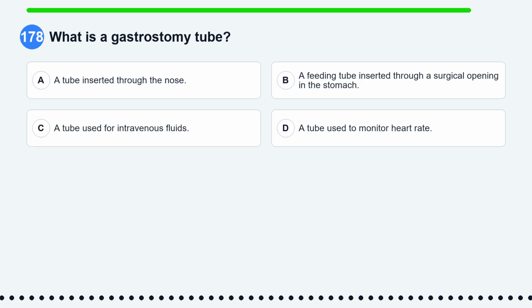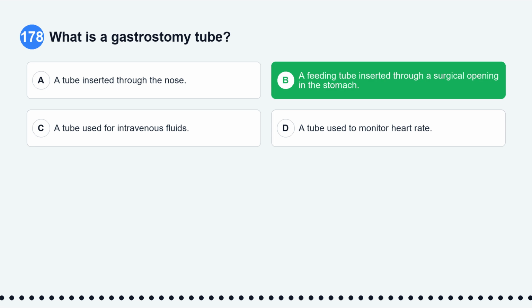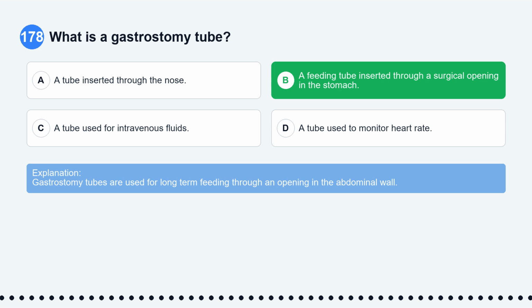Question 178. What is a gastrostomy tube? Option A, a tube inserted through the nose. Option B, a feeding tube inserted through a surgical opening in the stomach. Option C, a tube used for intravenous fluids. Option D, a tube used to monitor heart rate. The correct answer is option B, a feeding tube inserted through a surgical opening in the stomach. Gastrostomy tubes are used for long-term feeding through an opening in the abdominal wall.